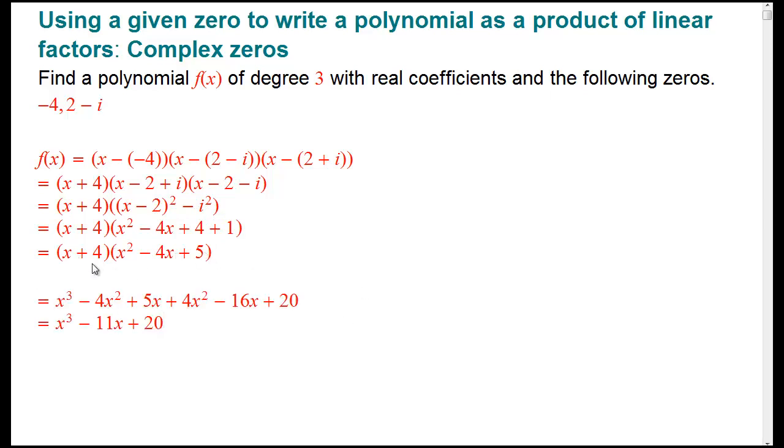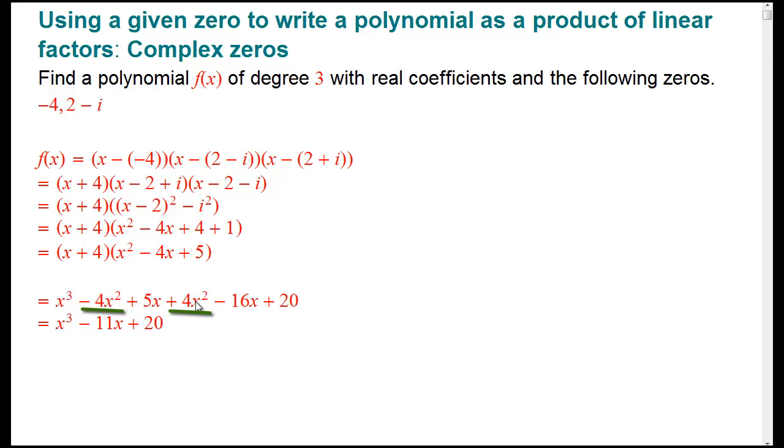And you should end up with x times x squared is x cubed. We have x times negative 4x is negative 4x squared. x times 5 is 5x. 4 times x squared is 4x squared. 4 times negative 4x is negative 16x. 4 times 5 is 20.